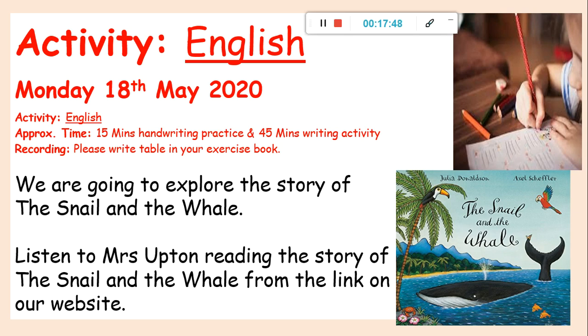Find The Snail and the Whale. There is a link on there, and it's Mrs. Upton reading it. If you've got the book The Snail and the Whale at home, fantastic, you can read that. And if you're still struggling and you haven't got a book, or you can't find the link of Mrs. Upton, you can get this on YouTube, okay?